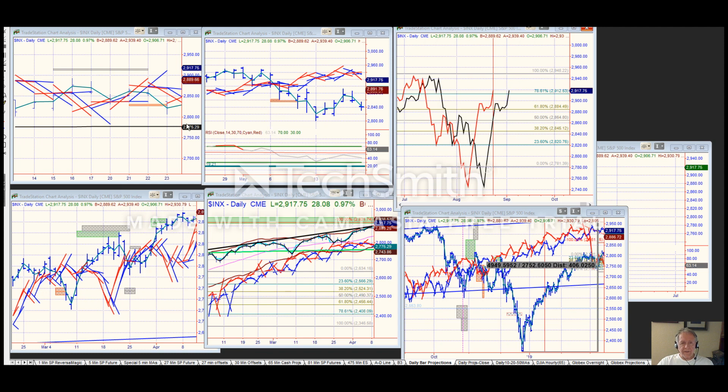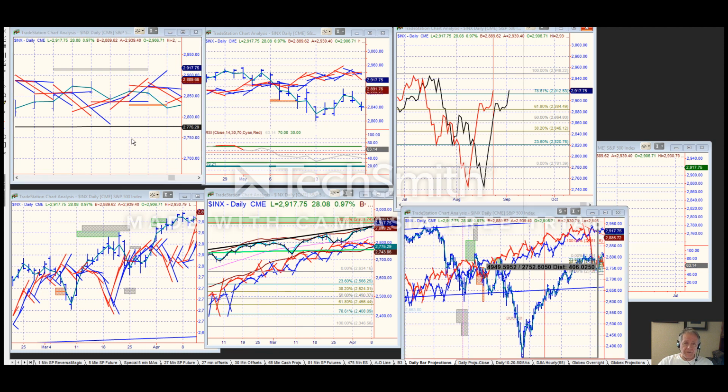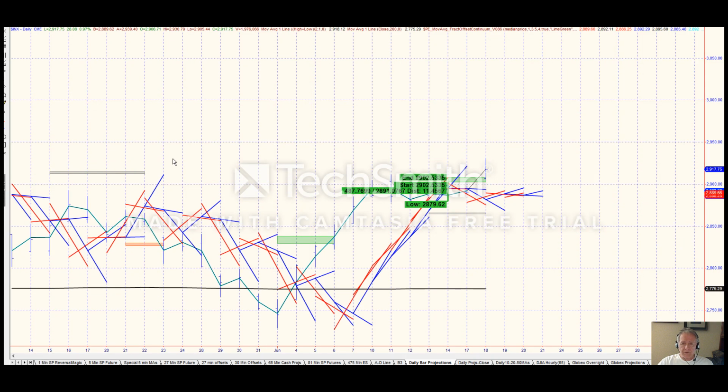Okay, we're going to take a look at the end of the day projection charts. These are daily charts of the S&P cash and see where we stand within the projection picture. We'll start with the very shortest term offsets, and that would be this one right here.